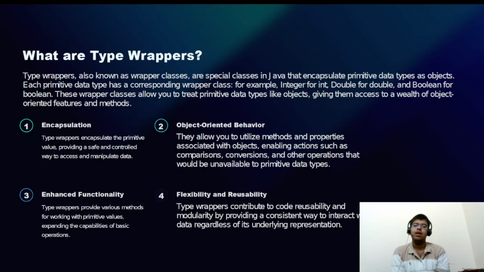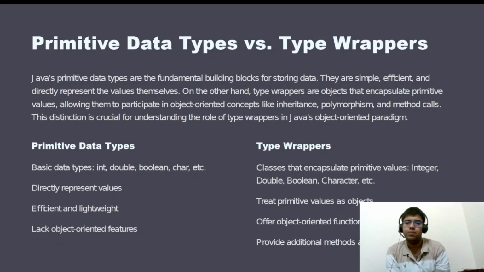Next is flexibility and reusability. Now, it is very important in any programming language, let it be Java, Python or anything. Reusability of code helps a lot as it reduces your lines of code and reduces the complexity. Now, here the type wrappers allow code reusability, which provides a consistent way to interact with your data regardless of its representation.